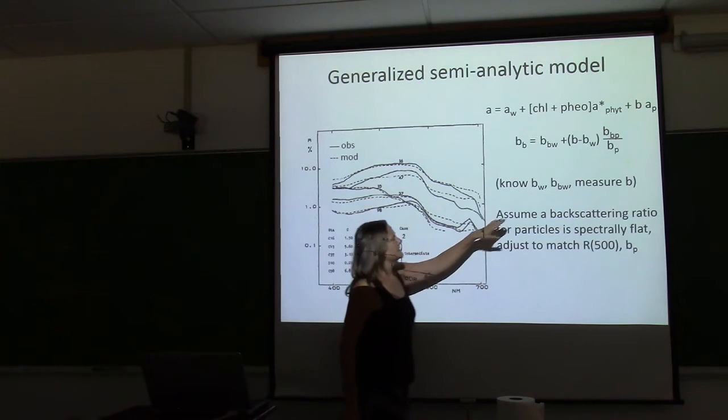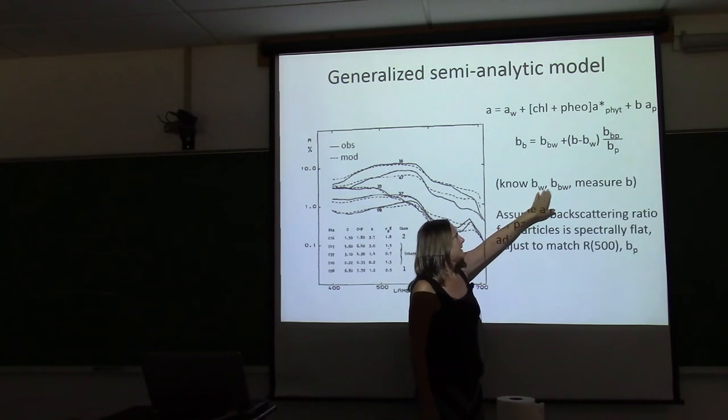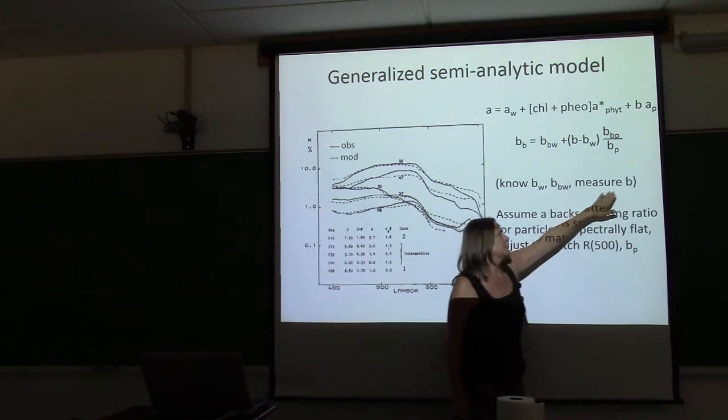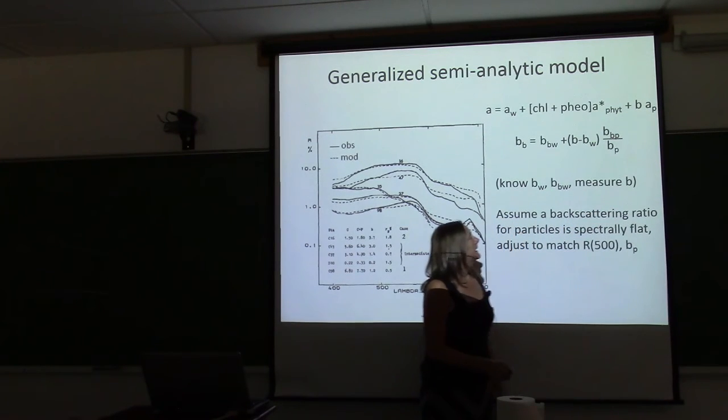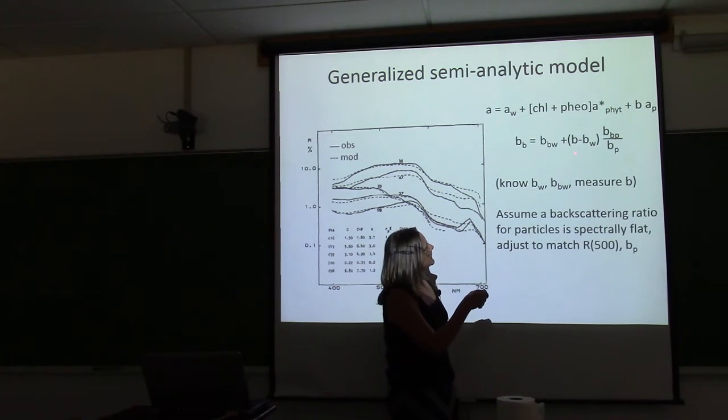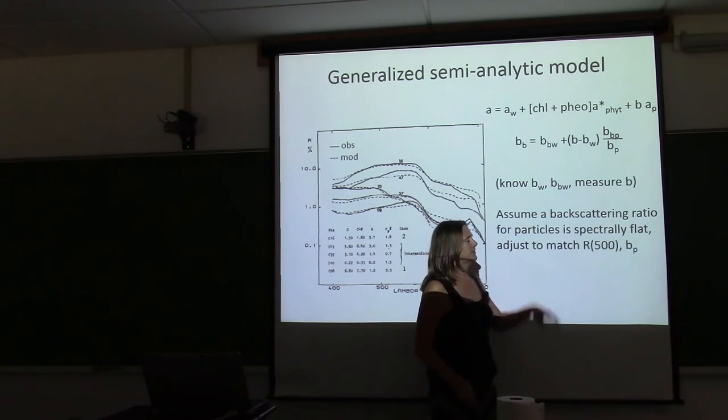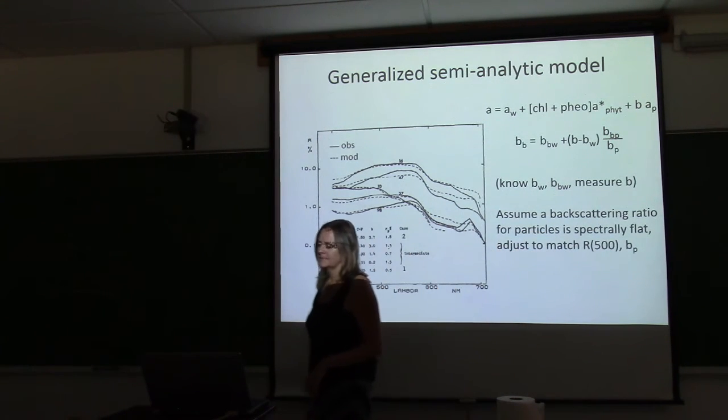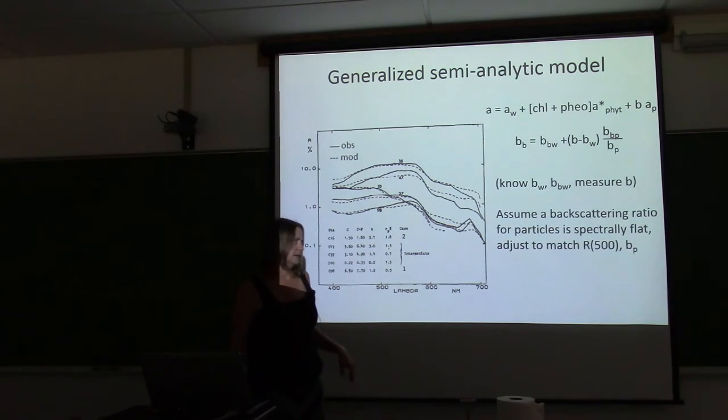The thing is that they know the scattering by water, and they know the backscattering by water, and they measured b. And they said, okay, b minus b_w is going to give me b_p. And this is known. What I don't really know is the backscattering ratio for particles. That's the only thing that they didn't know in here.